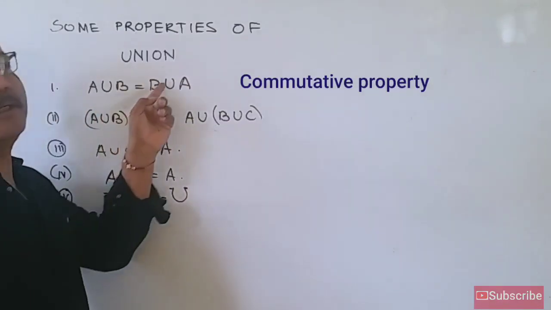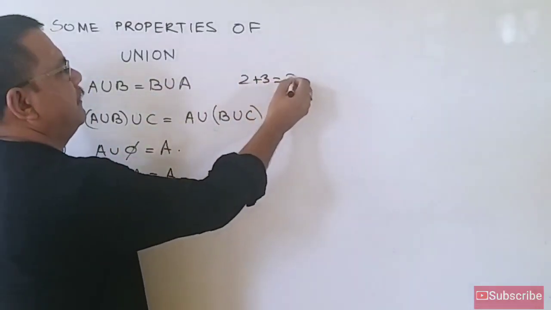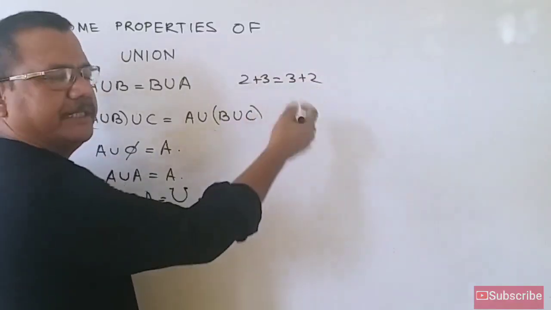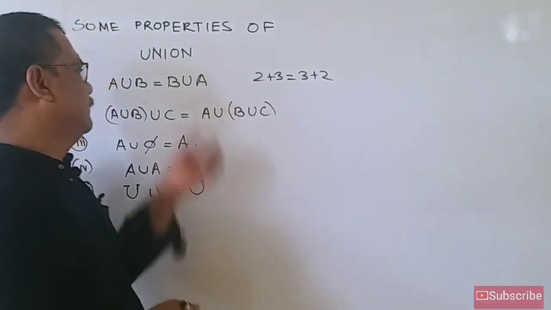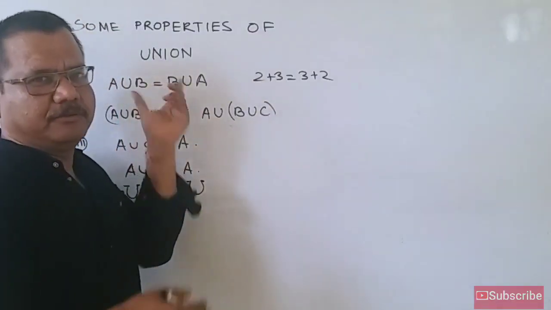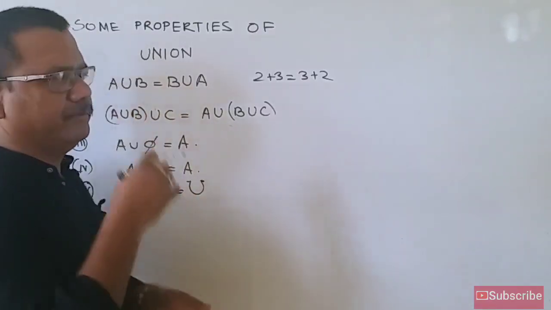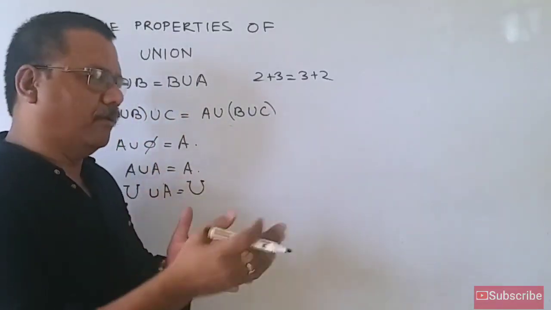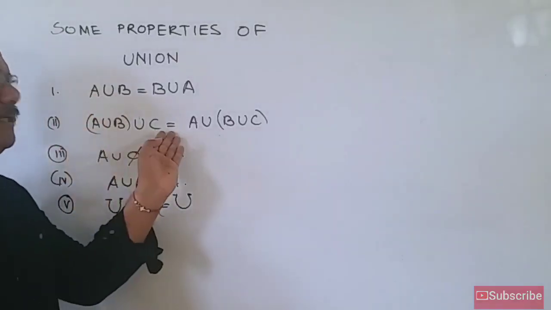A union B is equal to B union A. That means, you know, 2 plus 3 is equal to 3 plus 2 under addition, or 2 into 3 is equal to 3 into 2. We can exchange their positions, is it not? So similarly, in case of union also we can exchange the sets, okay? Both the results are the same, whether you operate A union B or B union A. This is the first property, and this is the associative law.